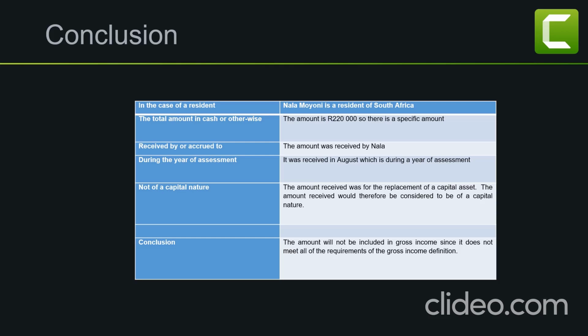A vehicle is seen as a capital asset. This amount received would therefore be considered to be of a capital nature, and because it is of a capital nature, the amount would not be included in gross income since it does not meet all of the requirements of the gross income definition. Therefore, our conclusion, based on our question, is: will this amount of 220,000 be included in Nala's gross income? The answer is no. It will not be included in her gross income for that year of assessment, based on the above discussion.